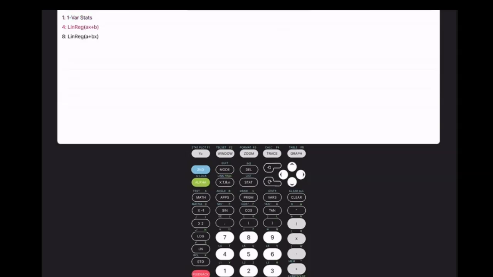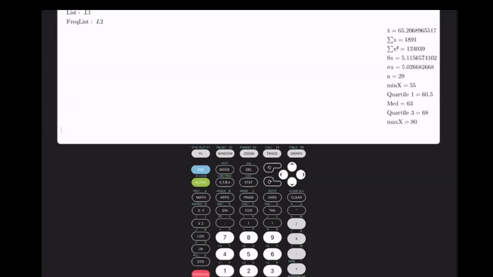One var stats. My list is in list L1, but this is a frequency list. There was how many occurred for each one of them. So I hit second, then the number 2, and that will produce L2. And I hit enter. All right, so what is my median? What's the median? 63. And what's the IQR?